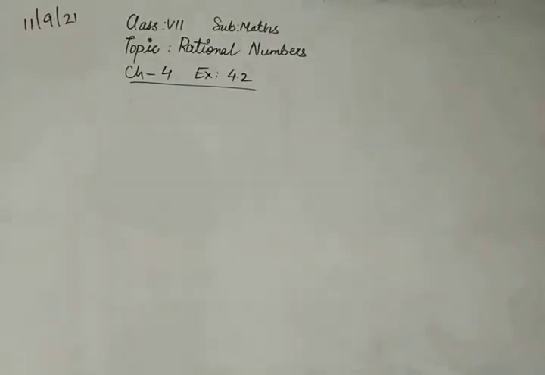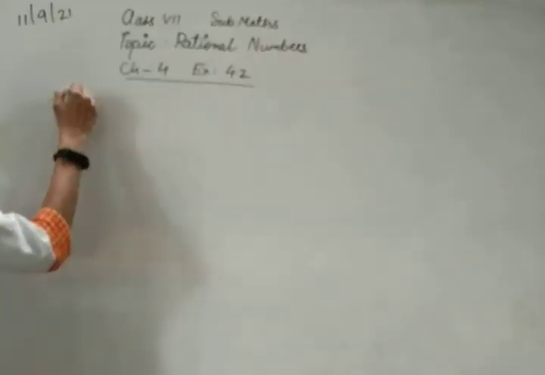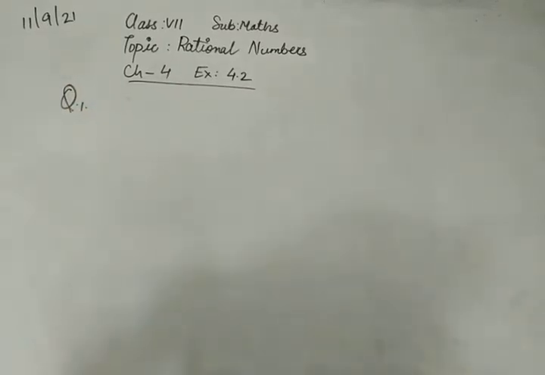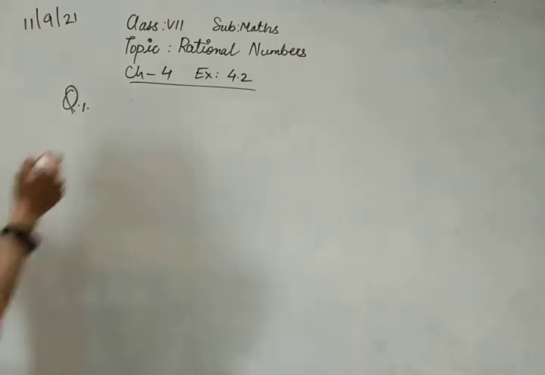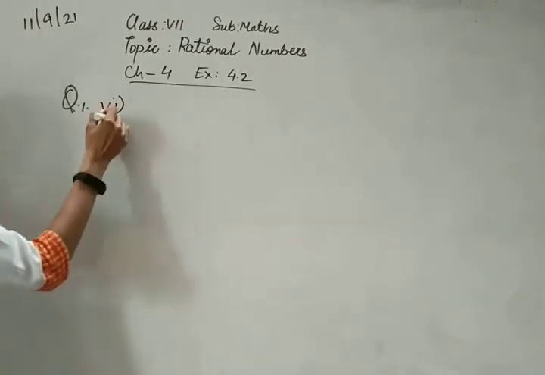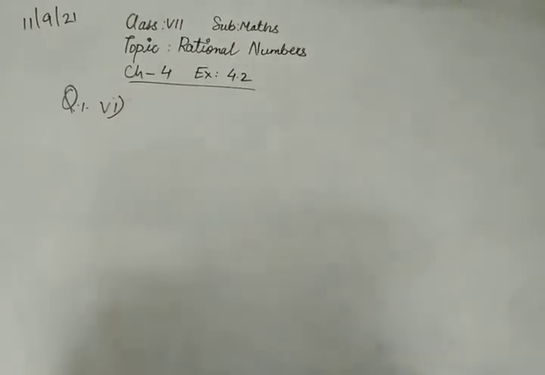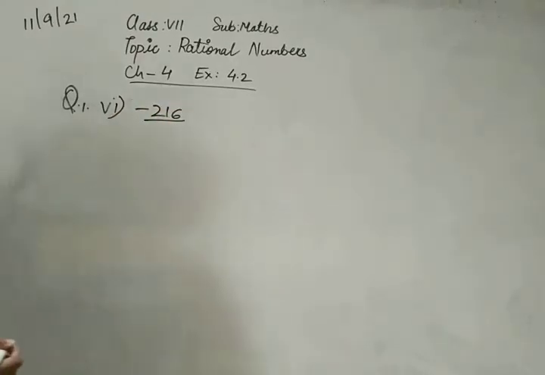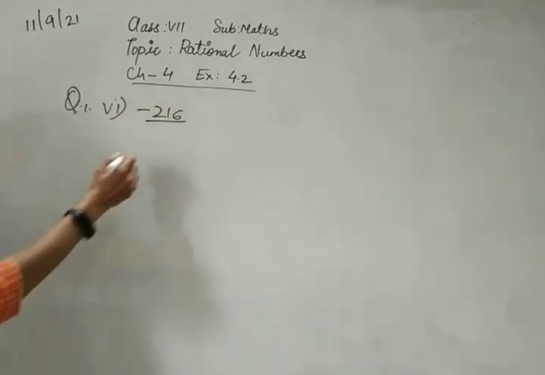Now today we are going to start exercise 4.2. In this exercise, in the first question, you have to convert rational numbers into standard form. First, question number 1, sixth part. You have the rational number minus 216 divided by 144.